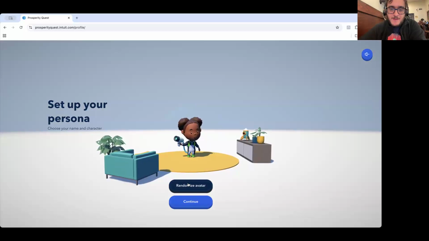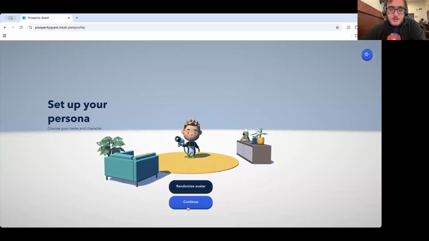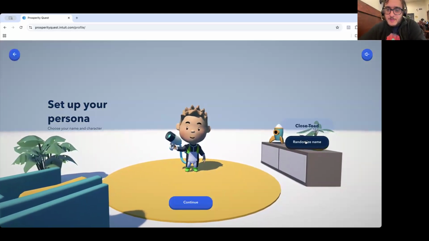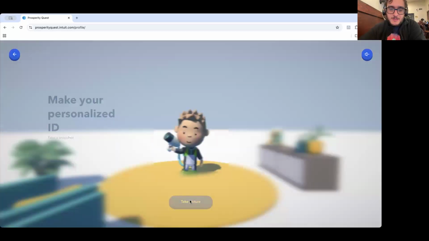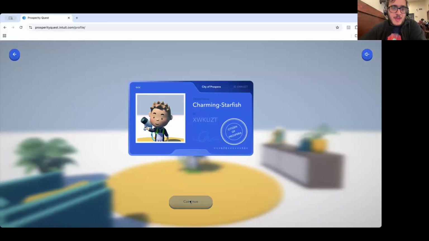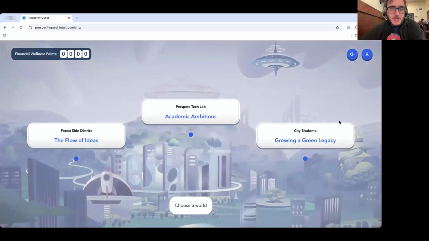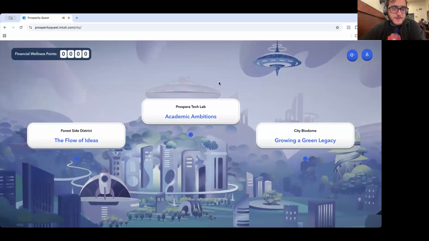Here you can randomize your avatar. So I'm going to just go through and show the selection. You can also randomize your name, your nickname. We're going to choose this. Take a picture. So now the game will remember that that is your character. You'll see here a volume button to play sound or music if you want. We're going to have that off for this.